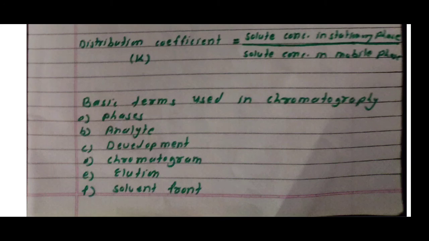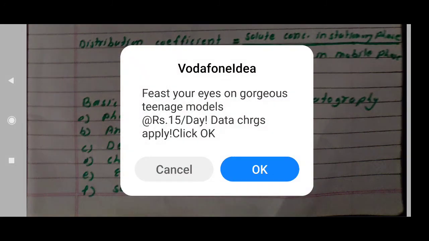Means in case of phases, there are two phases. One is the stationary phase and another is the mobile phase. Stationary phase is solid or liquid supported by what is called the matrix, and the mobile phase may be liquid or gaseous, moving over or through the stationary phase.